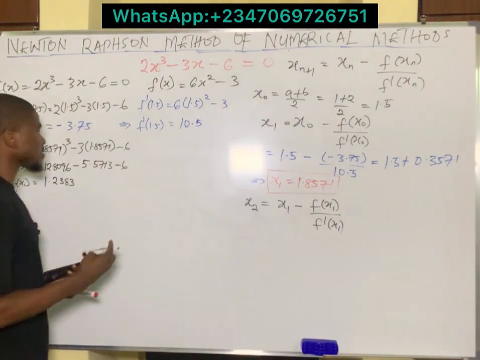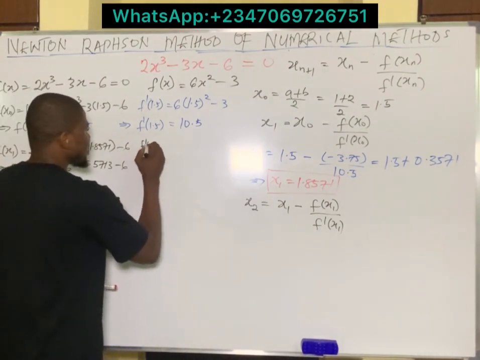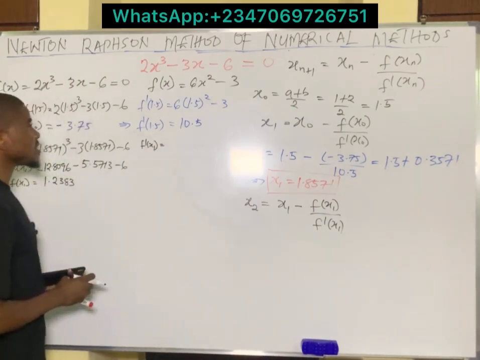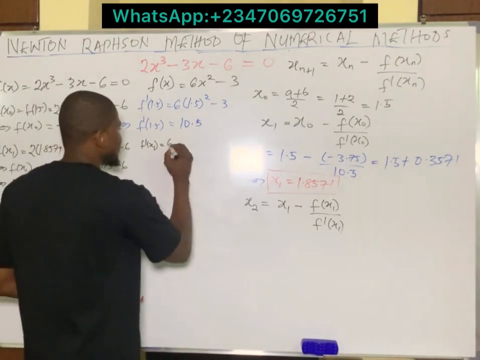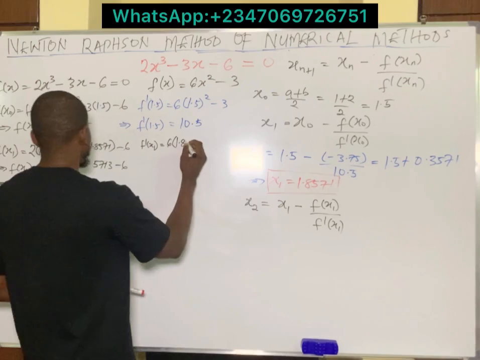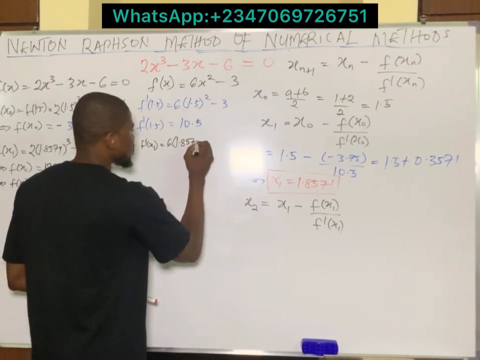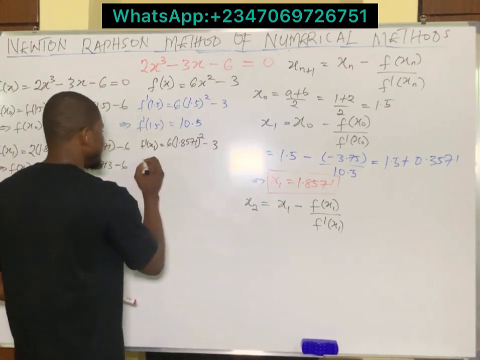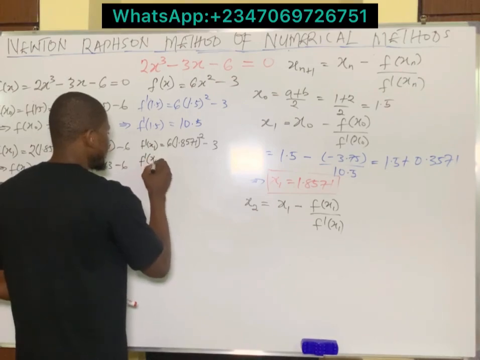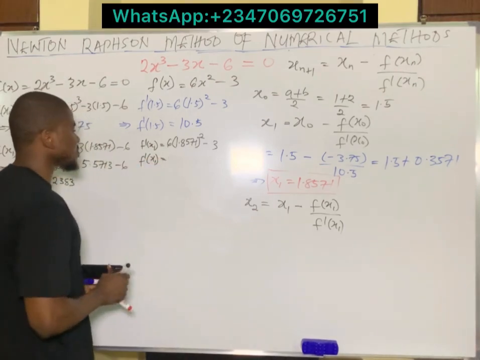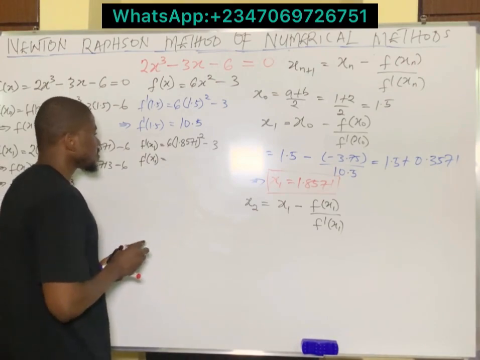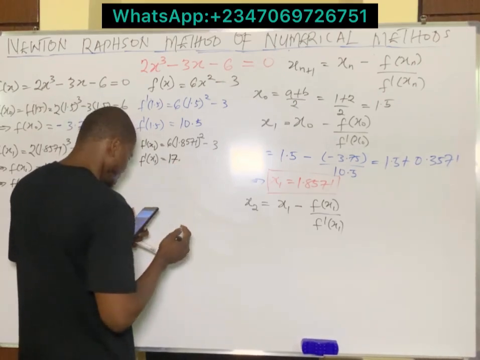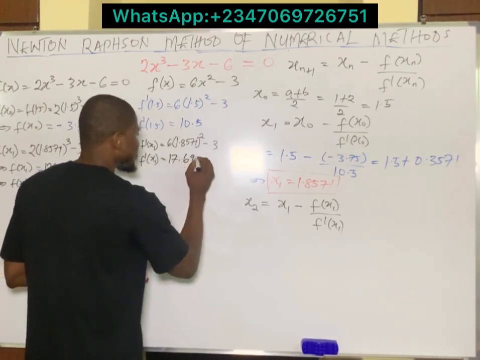So we repeat the same process for f prime of x. So f prime of x1 simply becomes, to plug in the value of x1 into the derivative, 6 into 1.8571 all squared minus 3. So let's evaluate and see what that gives to us. F prime of x1 is now going to be equal to, so everything here gives us 17.6929.